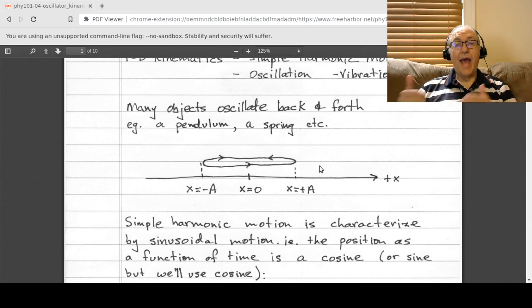So the period would be half a second, the time it takes for 1 cycle, whereas the frequency is 2 cycles per second. Okay, let me see if I can clear that up for you. So let's start with the concept of the period. How long does it take to make 1 cycle? Half a second. That's the period, capital T.